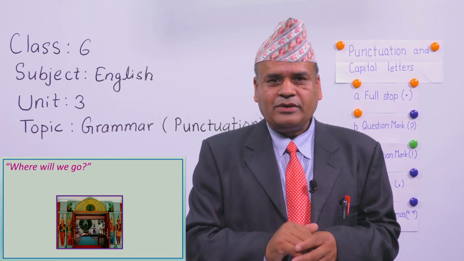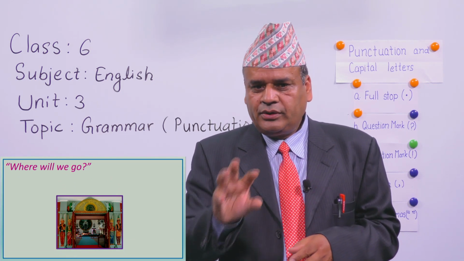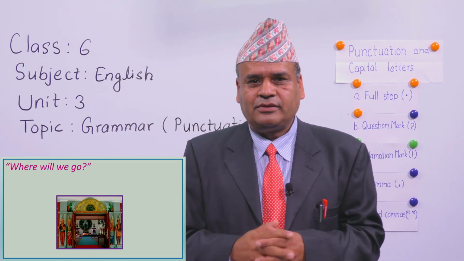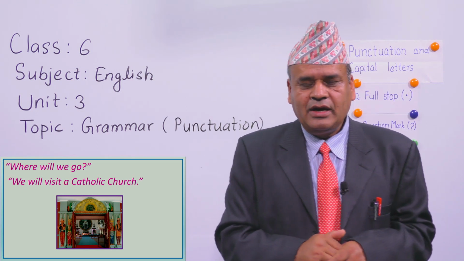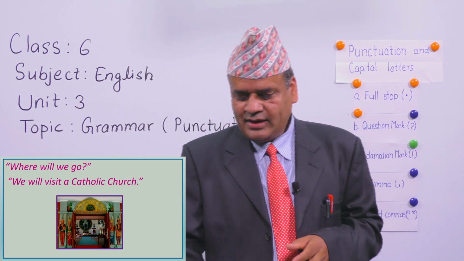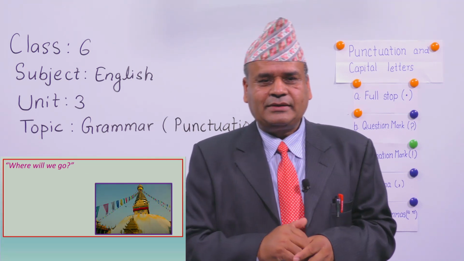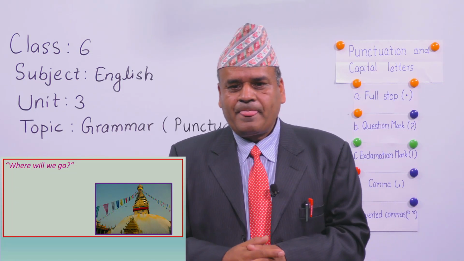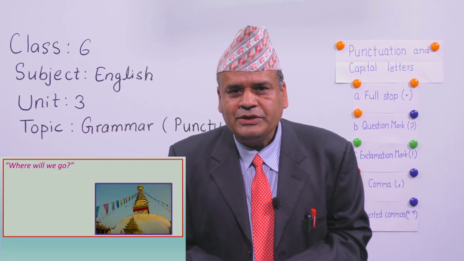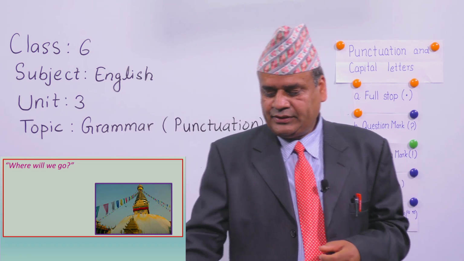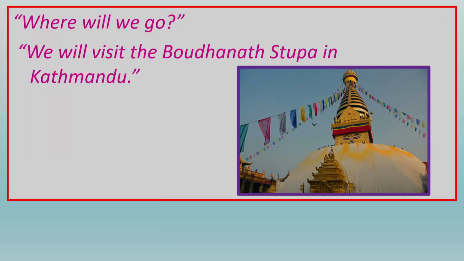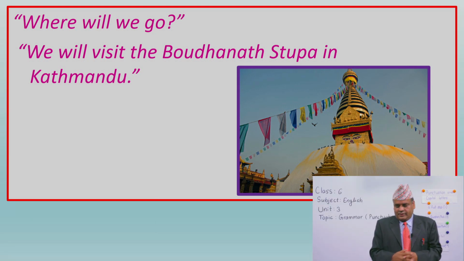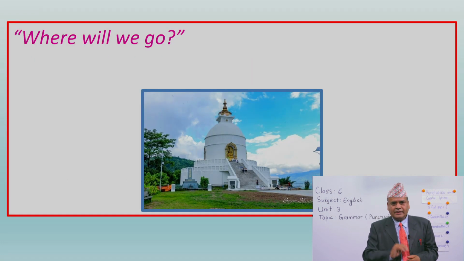Right? Similarly, you can talk to your friend, where will we go? What do you see there in the picture? It's different. That's a church. So, you can say, we will visit a Catholic church. Okay? Similarly, you can ask the same question to your friend. Where will we go? Okay? So, what's this? Have you ever visited this place? Yes. So, we will visit the Bodhanath Stupa in Kathmandu. Okay? So, different places like, what's this?